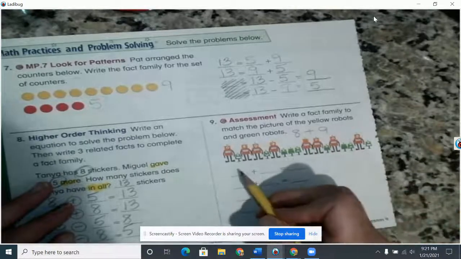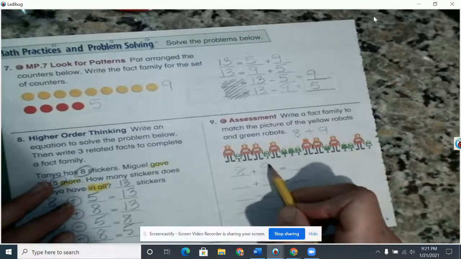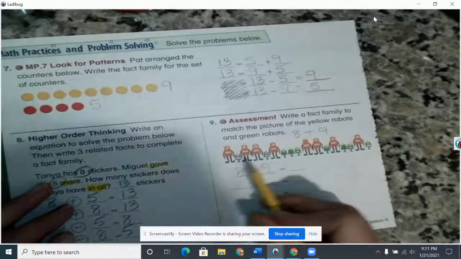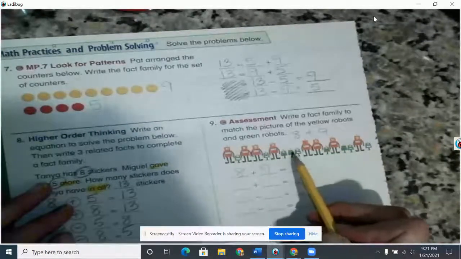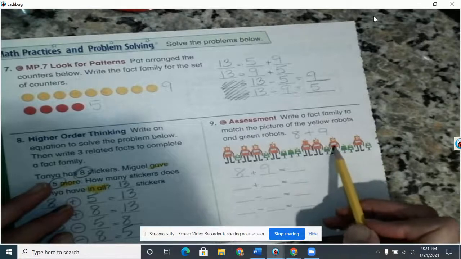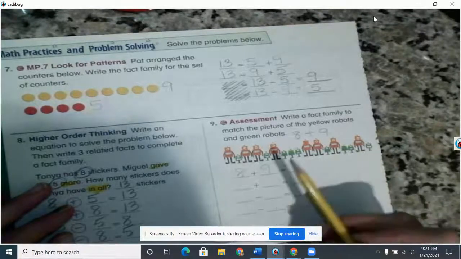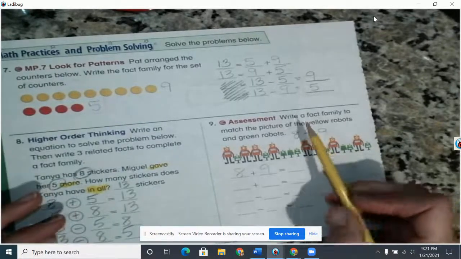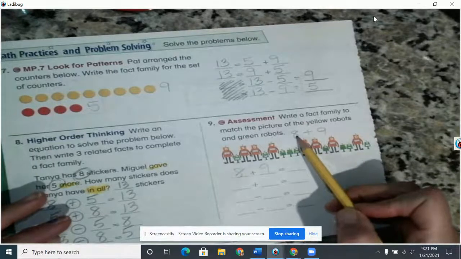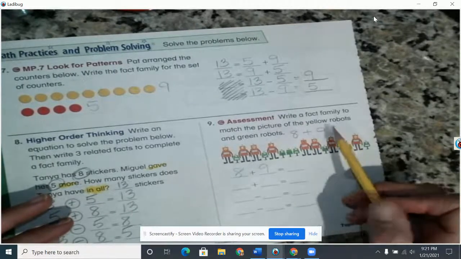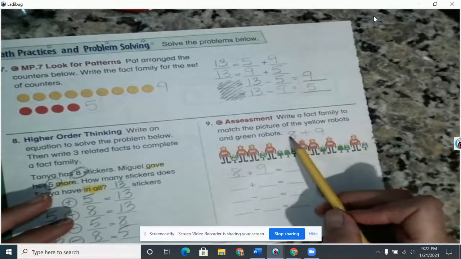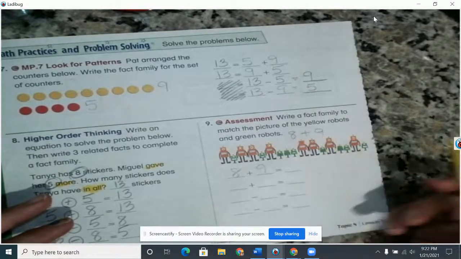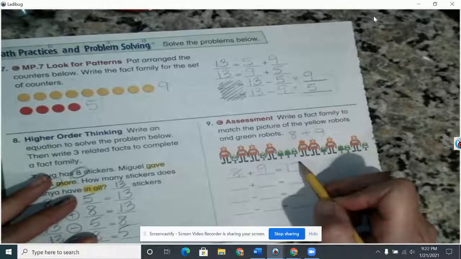So those are our 2 parts, 8 and 9. Now I'm going to count all of my robots. 1, 2, 3, 4, 5, 6, 7, 8, 9, 10, 11, 12, 13, 14, 15, 16, 17. Or I could have done doubles plus 1, right? 8 and 8, and then add 1 more because there's only 1 step between these. That could have been a really quick way to do it. I know 8 and 8 is 16, and then I just add 1 more, 17.